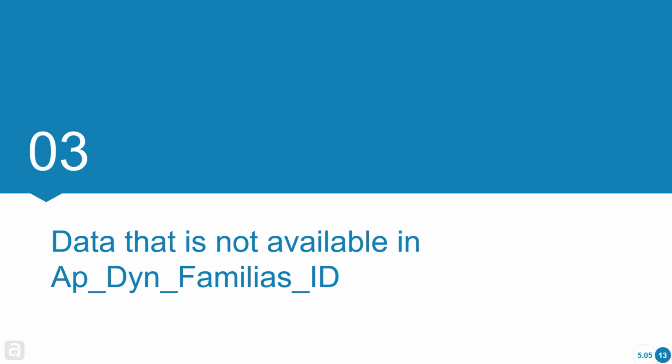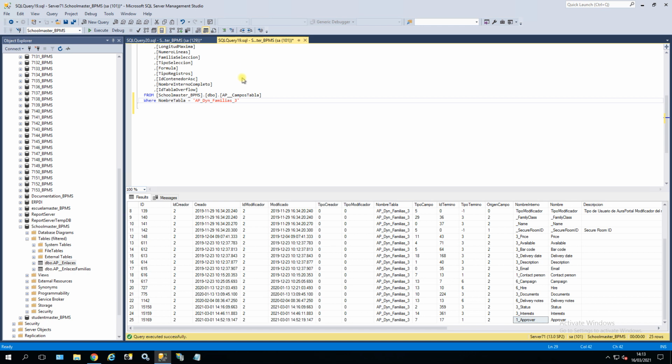Data that's not available in Familias ID. Here we can see when we enter the platform and we go to Campos Tabla, I can find all the fields that are being used in a panel of a process, or in this case, in a certain family, in a family of records. So what I've done, I've filtered with this value here, so I can display only those fields that are inside of the family of records with the ID 3.